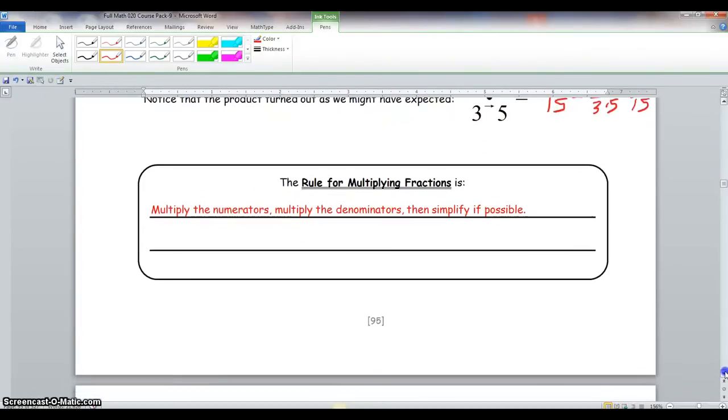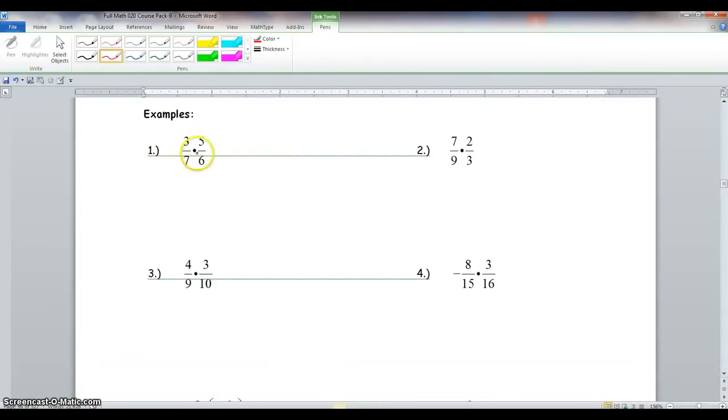Now, we go on to our next page. Now we start here with our first example. So we multiply across, 3 times 5 is 15, and 7 times 6 is 42. Now we've already done the prime factorization of 15 before, which is 3 times 5, and of 42, which is 2 times 3 times 7. Now we can simplify. These 3's will simplify out, and you would be left with 5 over 14.